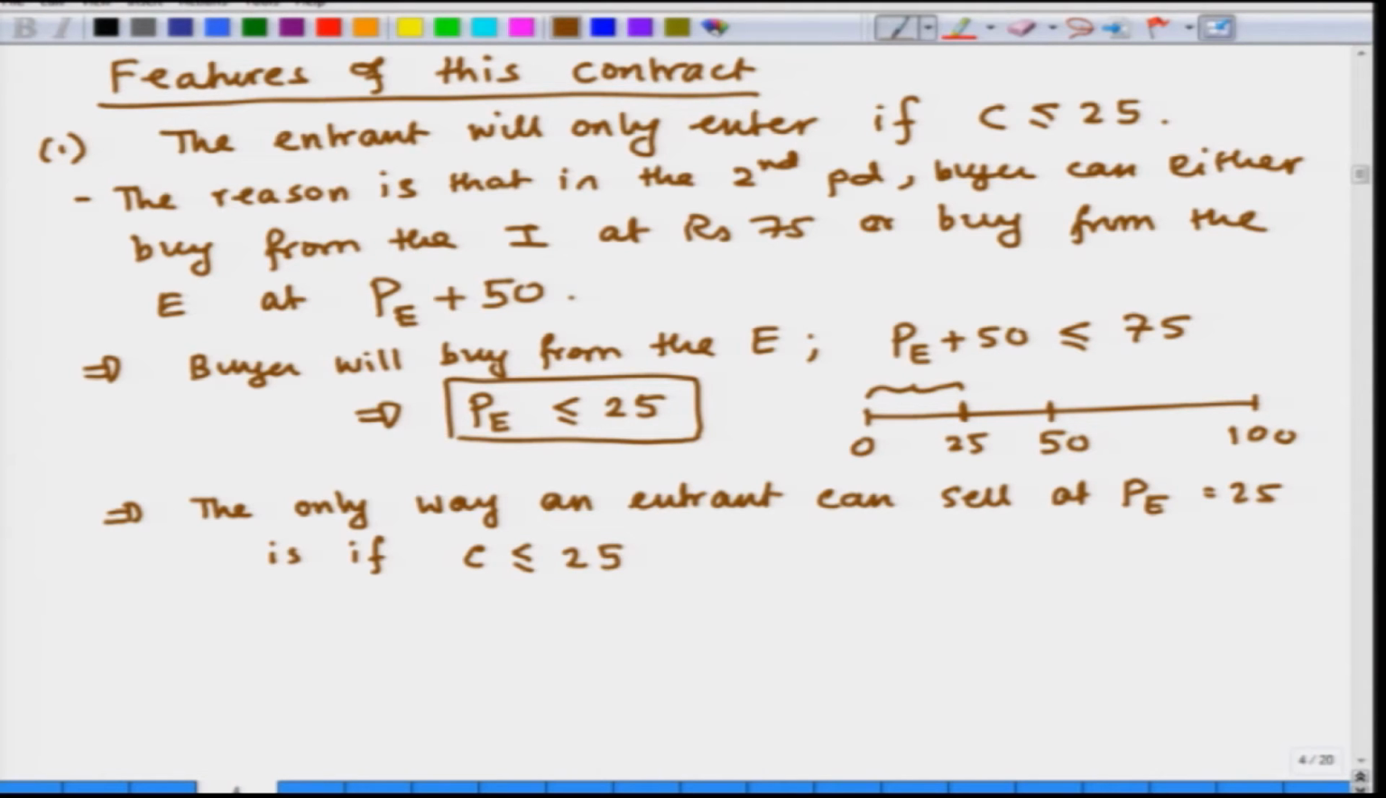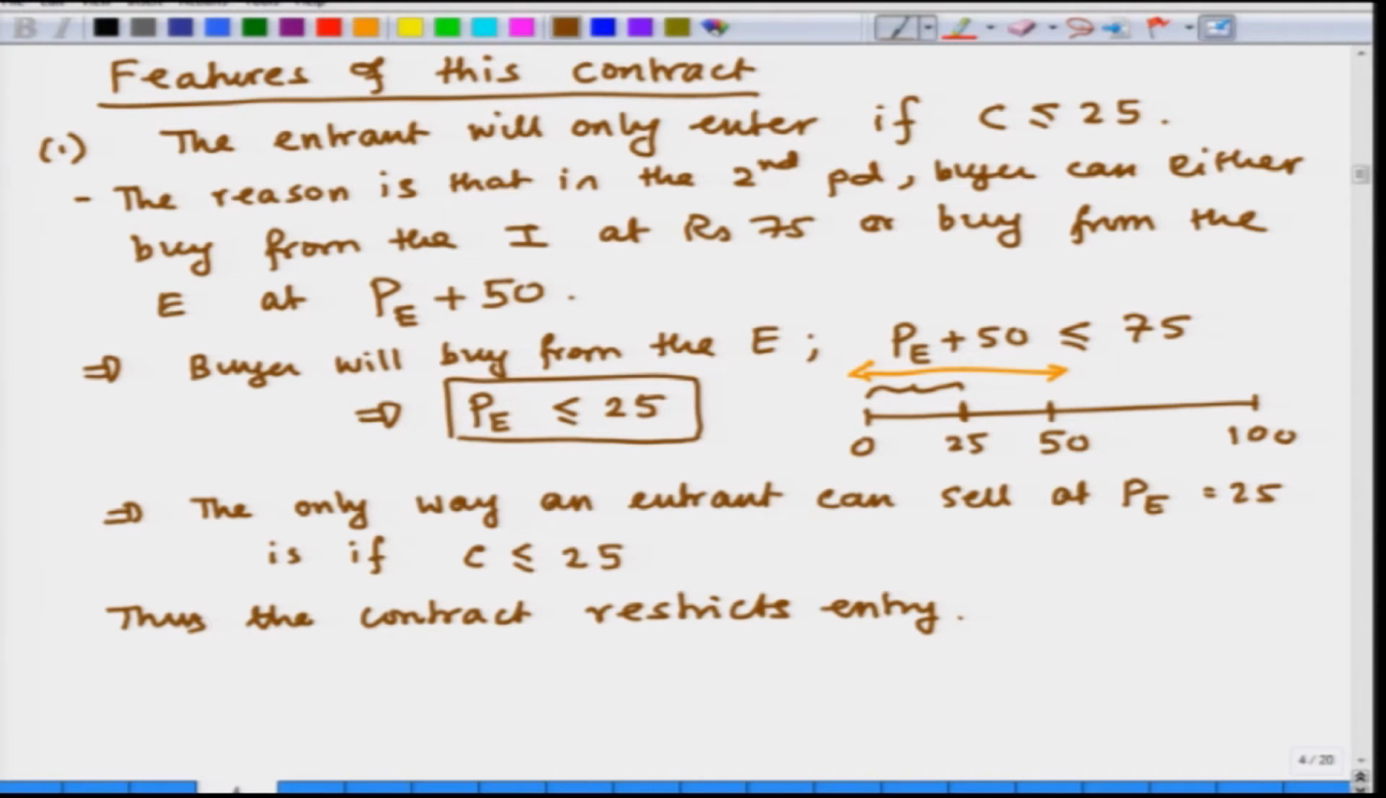So, the incumbent's marginal cost was 50. In the absence of any contract, only an entrant with marginal cost between 0 and 50 was able to enter. Once the contract is introduced, it immediately lowers the probability of entry for the entrant from 1/2 to 1/4. Thus, the contract restricts entry, right.